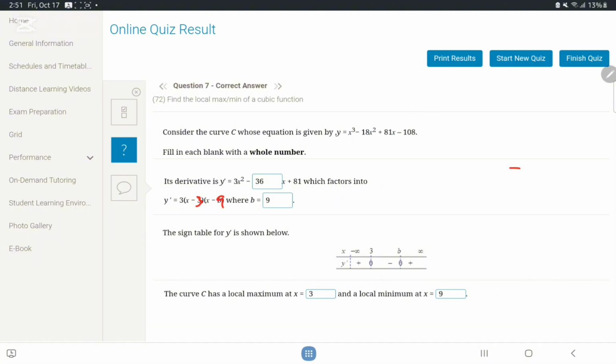They were kind enough to give us a table of variation right here. So we have when it's 3, it's increase, then decrease, then B, which is 9, and then it will increase again. So it will be a maximum at 3 and a minimum at 9. Okay.